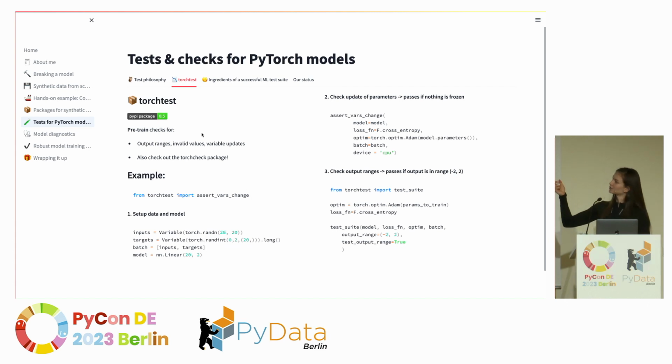There's also another version of this called the Torch Check package, which is also quite useful. You can check it out. And I have a little example prepared here with this function assert vars change. There are many more functions here.